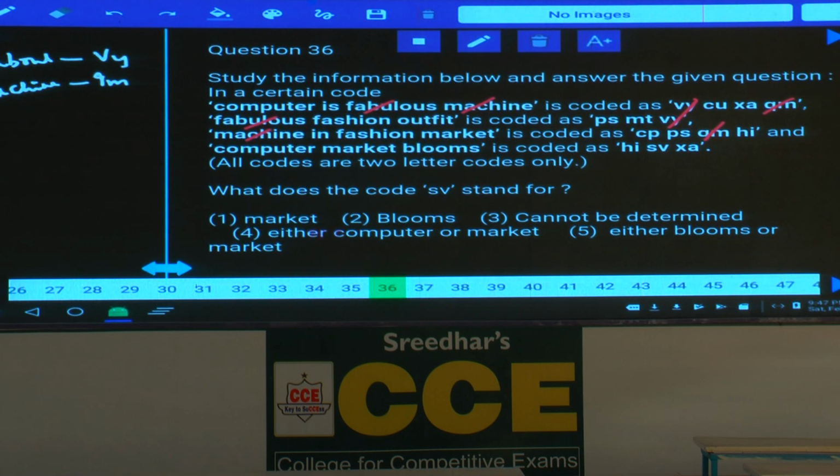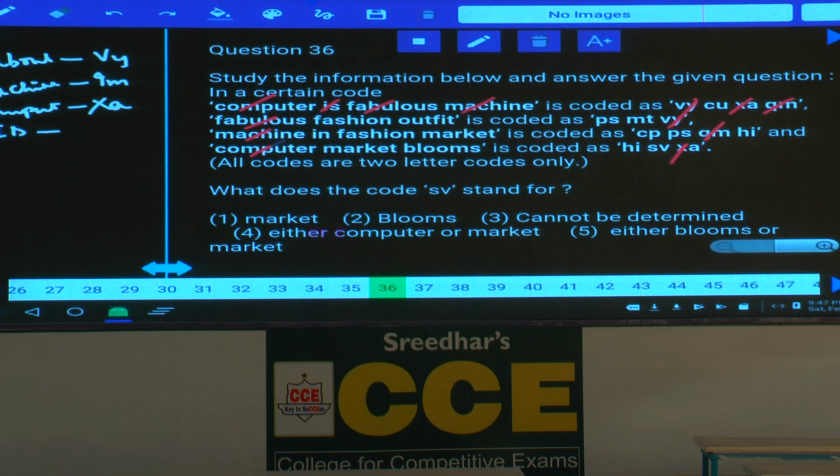Then the first one and the fourth, compute is the word which is common between these two. As compute is the word which is common, tell me what is the code common between these two. CU and XA. XA is common between these two, isn't it? Then coming to the first one, what is the word which is left over here? Is. And what is the code left over here? CU. And the code to the word is CU, isn't it?